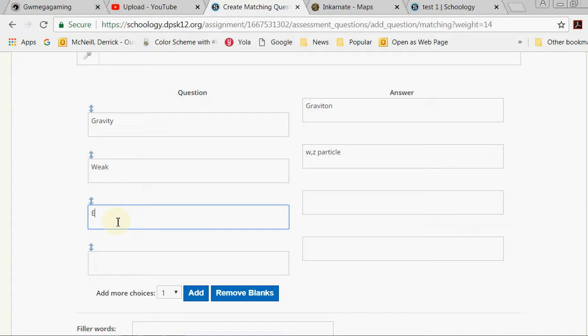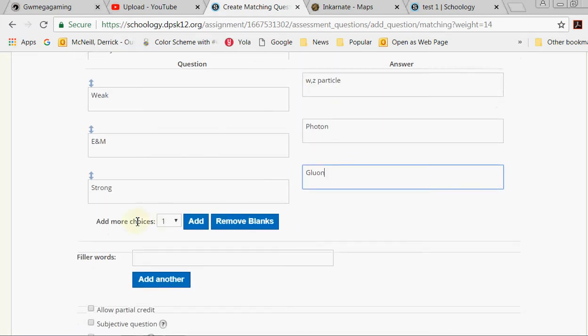The next one is E&M, which is the photon. And then lastly, we have the strong, which is a gluon. So those are my forces, and there are the correct answers. So when they're going to go in here, they're going to directly connect them.